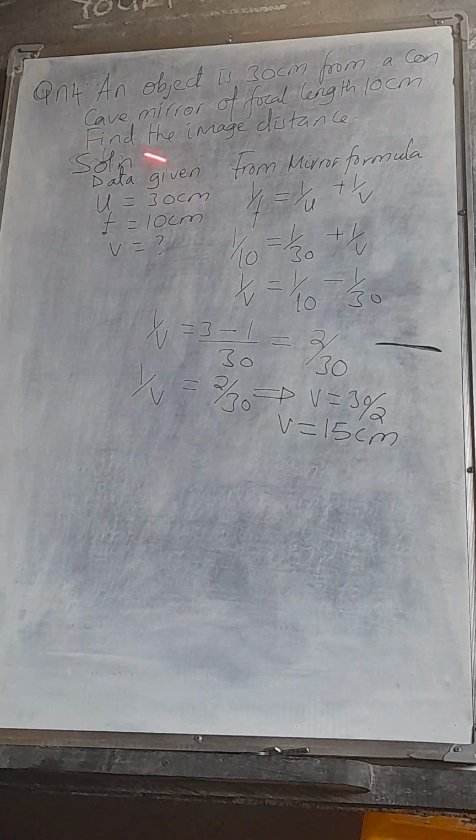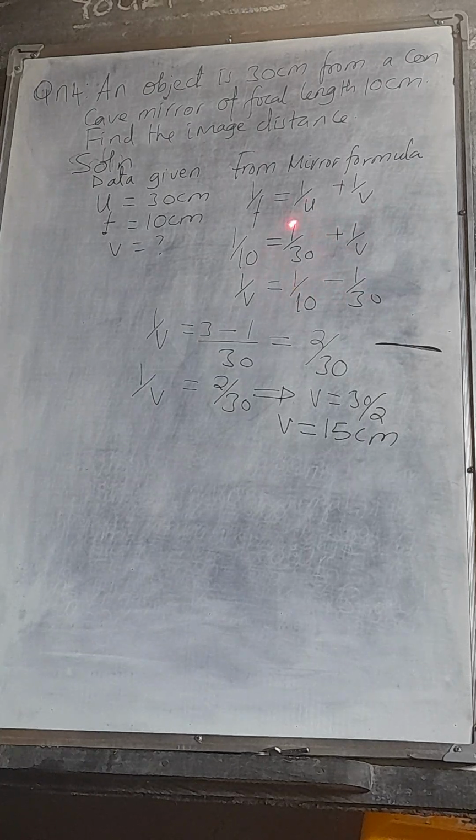Solution, data given. They have given an object almost 30 centimeter from the concave mirror. So this is object distance, of course. Object distance is equal to 30 centimeter. And the focal length you have been given is almost 10 centimeter. So what will be the image distance? From the mirror formula, 1 over f is equal to 1 over u plus 1 over v. So you may see 1 over 10 is equal to 1 over 30 plus 1 over v.